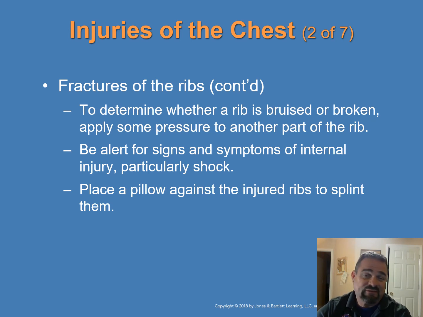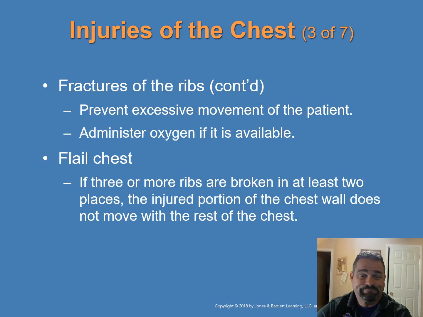Treatment of rib fractures: place a pillow against the injured ribs to splint them as best as possible. There's nothing we can do to treat them, even in the hospital setting. It's just identifying them and making sure that there's no internal damage to go along with that. This prevents excess movement to the patient as you prepare for transport, and administer oxygen if it's available and you're trained to use it. Now, flail chest.